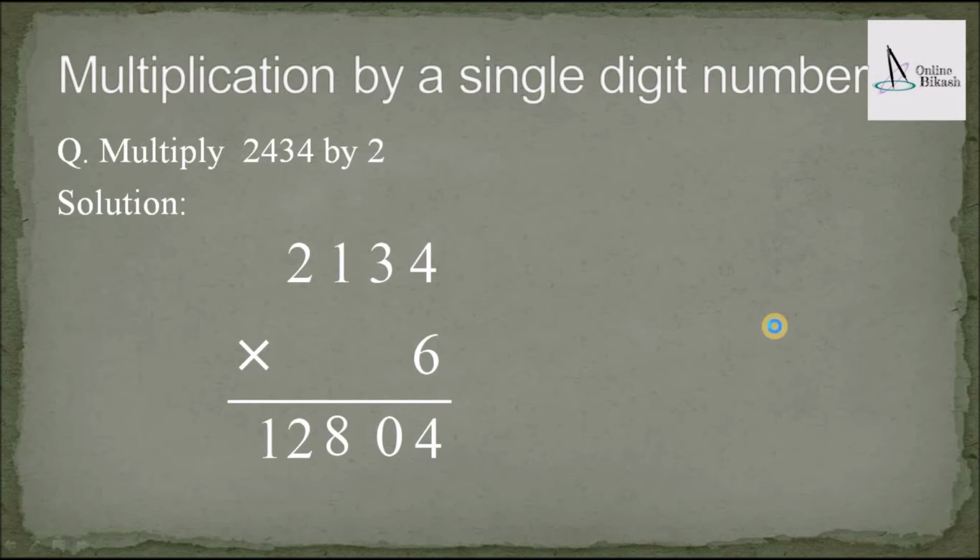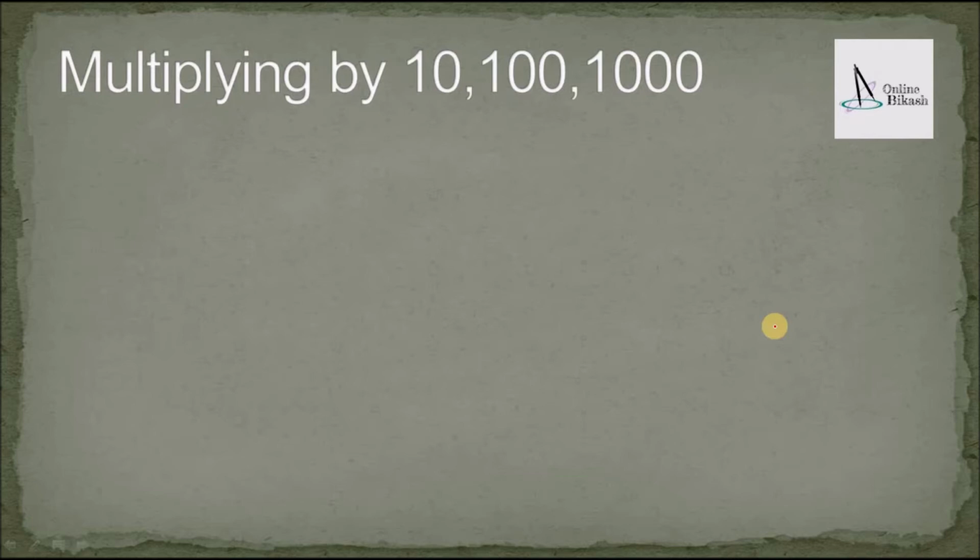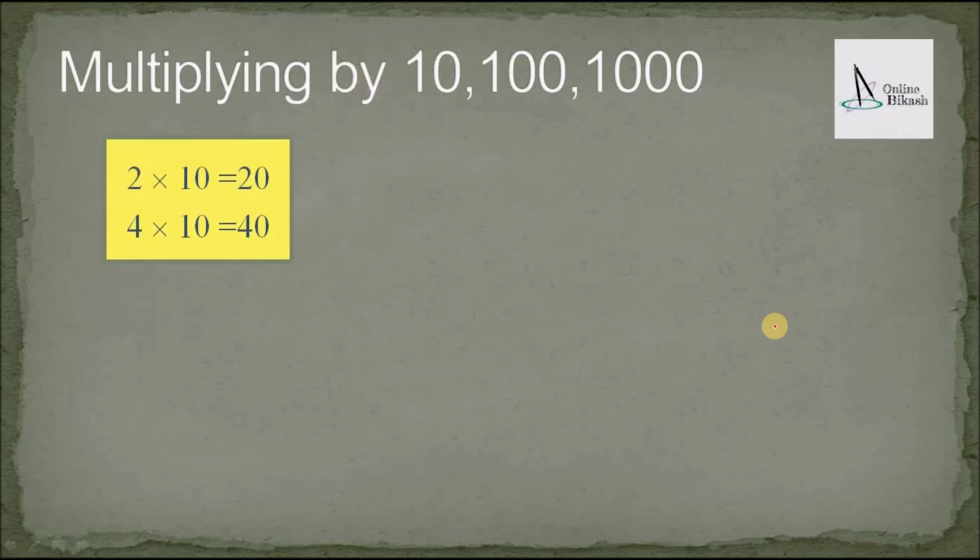So let us see multiplying by 10, 100 and 1000. The multiplication by 10, 100 and 1000 is very interesting. Let us see. Now this is 2 multiplied by 10. If you multiply 2 by 10, you will have only 20 as the result. If you have noticed, 2 1 0, if you multiply this 2 and 1, you will get this 2, and this 0 will be placed after the 2.